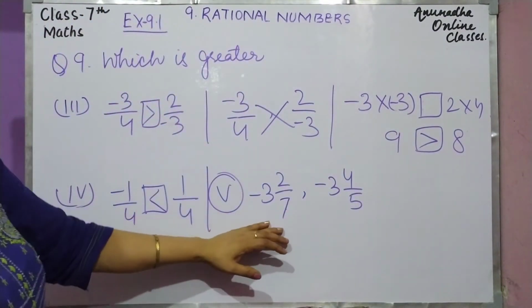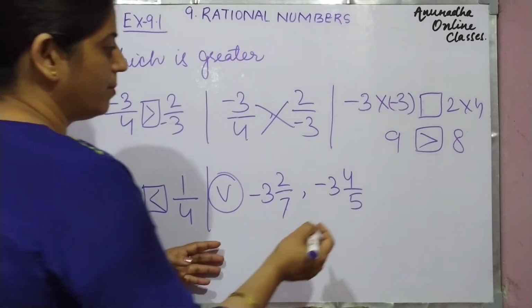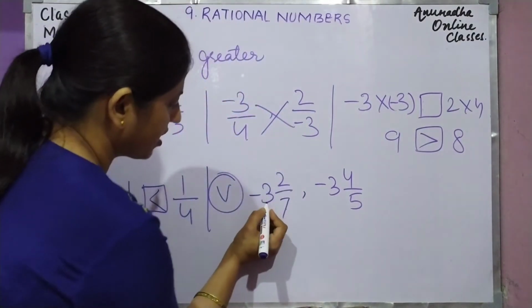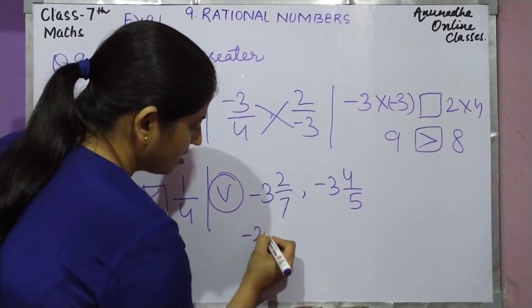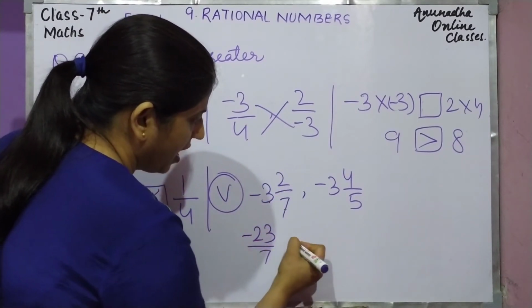Firstly, you have to make it what? Improper. बनाना पड़ेगा. Mix में दिया हुआ है. So I just make it improper. 3 7s are 21, 22, 23. Minus 23 upon 7. And what?